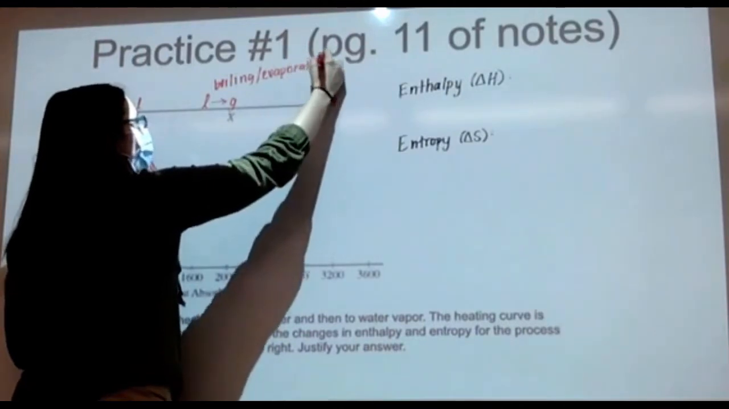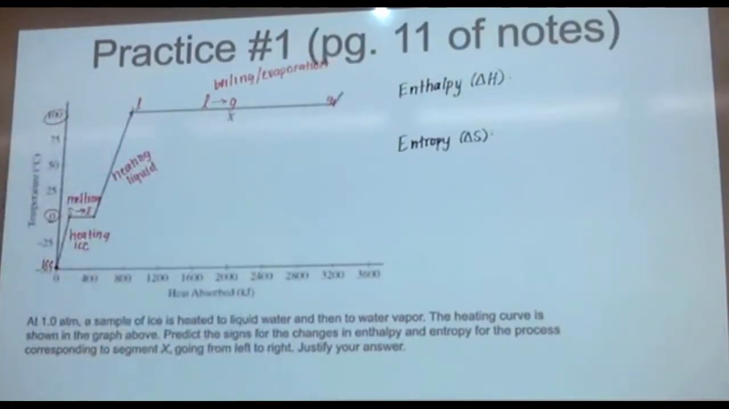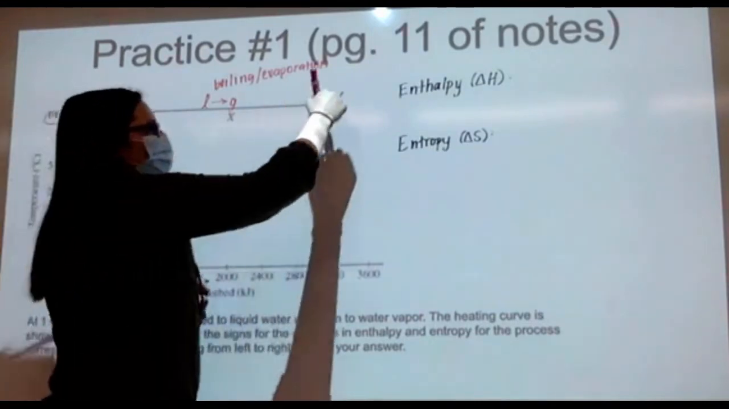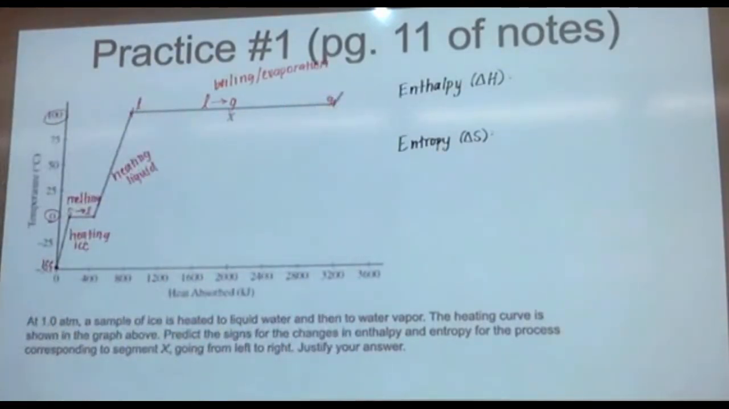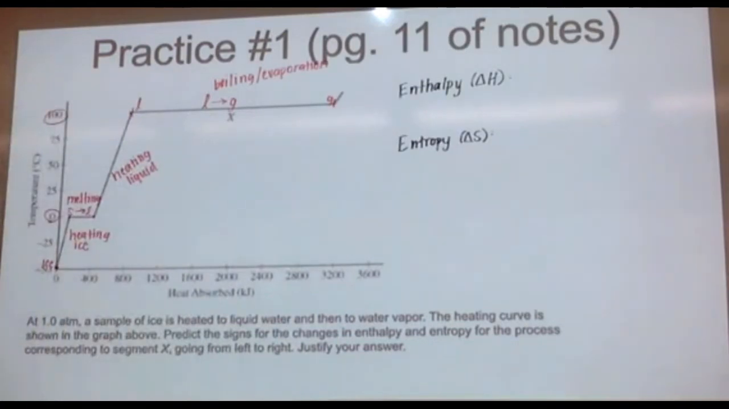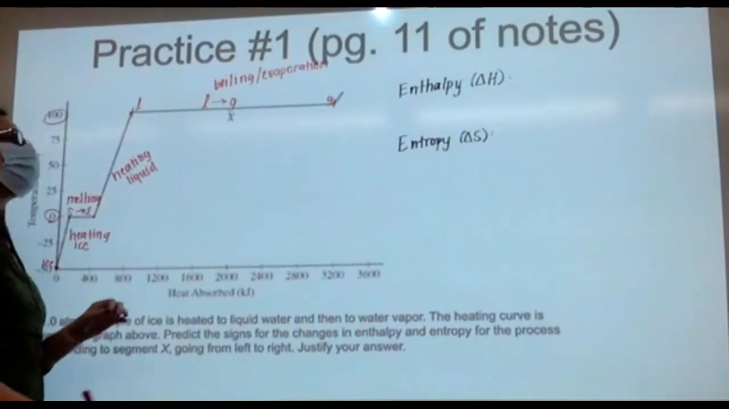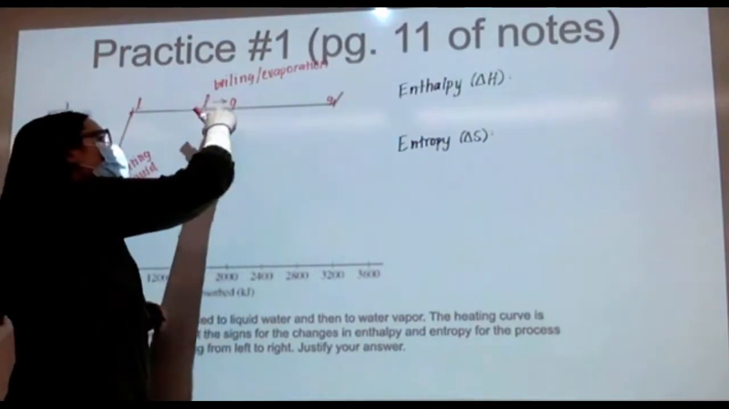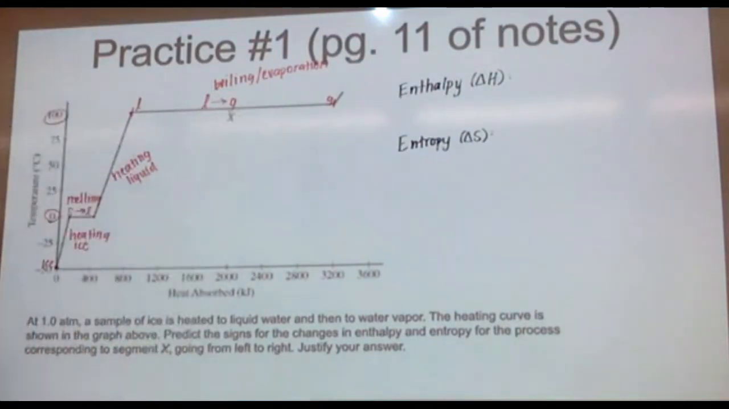So segment X is focusing on the evaporation or the boiling of water. And then after, we just have a gas that we're heating up. So when we think about boiling or evaporation, delta H is focused on the heat. It's focused on the energy. We have to think about, does this require energy or is energy released?